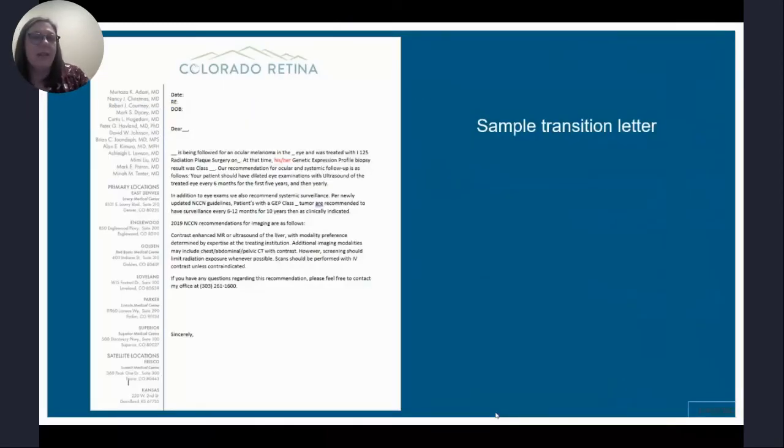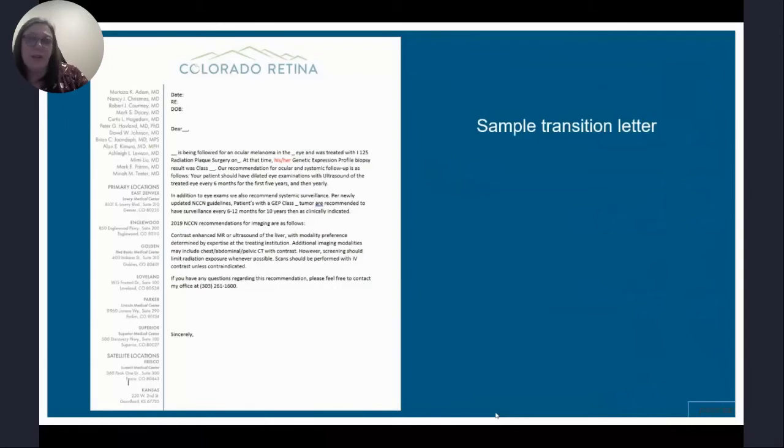So this is one that I have written, and it just has our main phone number on it, but for many patients, and it just says what we're following a patient for, what they were treated with, what the genetic result was from the biopsy, and how often we've been imaging them and they need to be imaged in the future, and what that imaging should be, whether it's contrast enhanced MR or ultrasound of the liver. So we also put our contact information in case there's any questions.